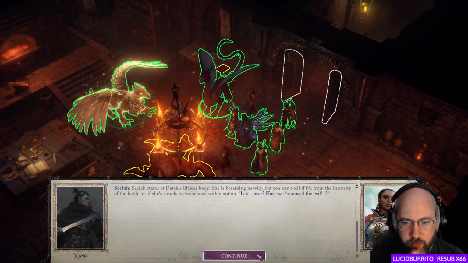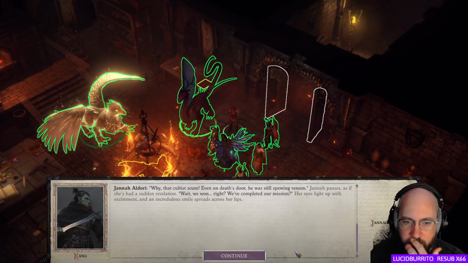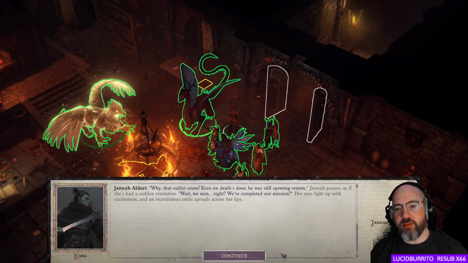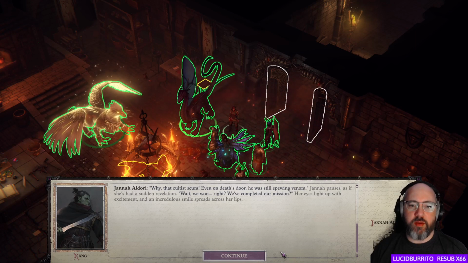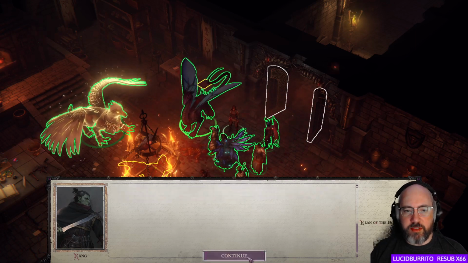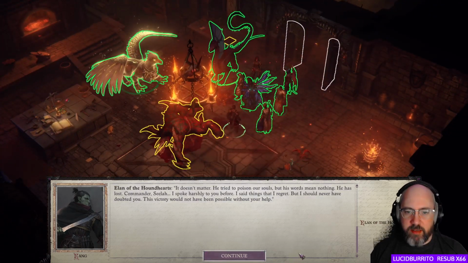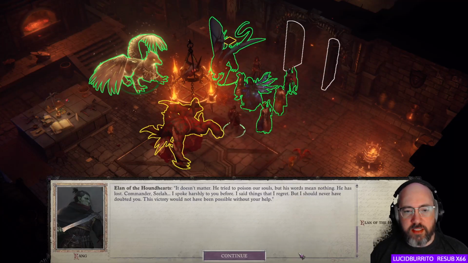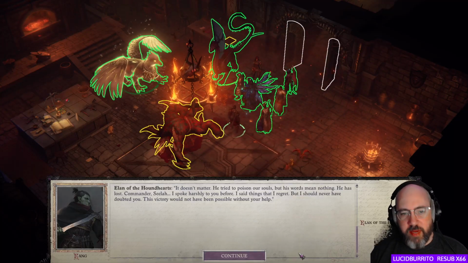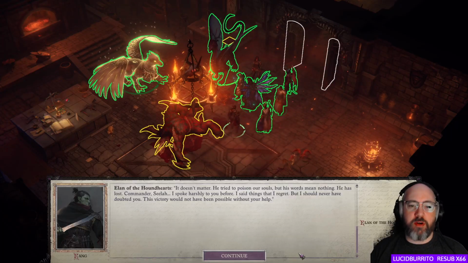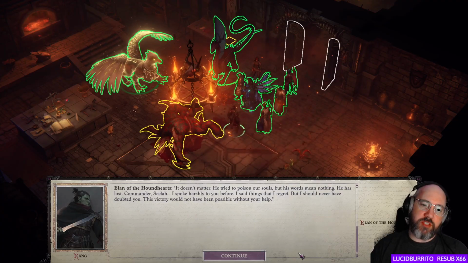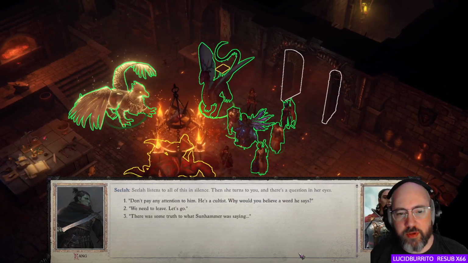Is it over? Have we removed the evil? Why, that cultist scum? Even on death's door, he was still spewing venom. Wait, we won, right? We've completed our mission? It doesn't matter. He tried to poison our souls, but his words mean nothing. He is lost. Commander Sela? I spoke harshly to you before. I said things that I regret, but I should never have doubted you. This victory would not have been possible without your help.